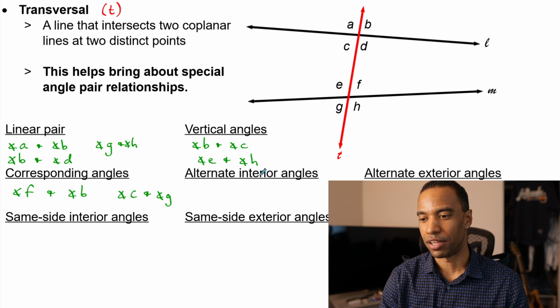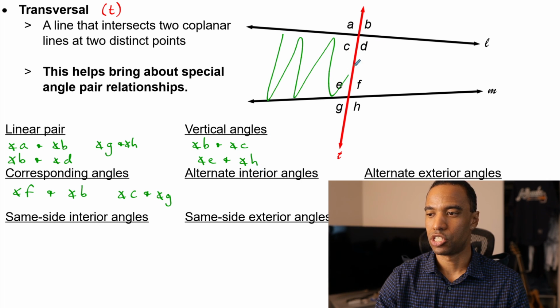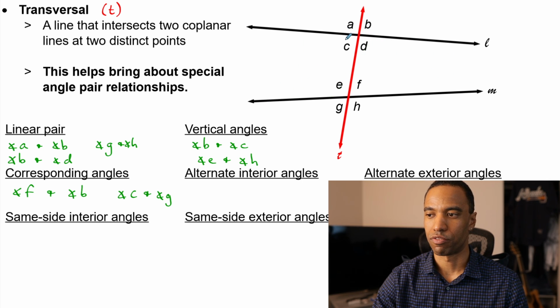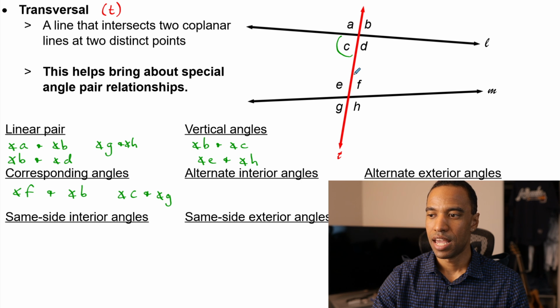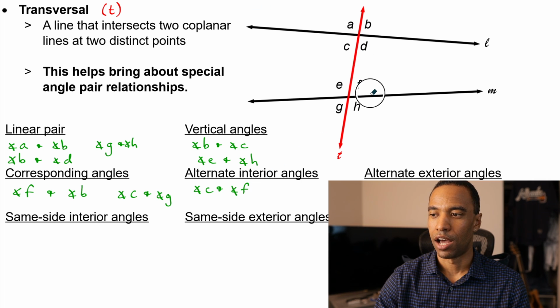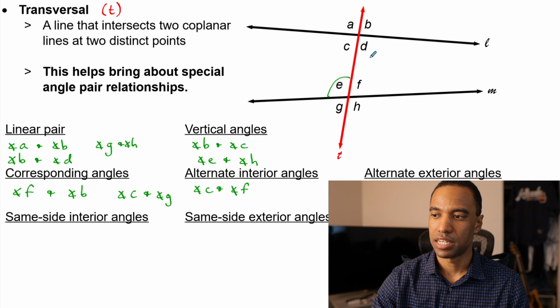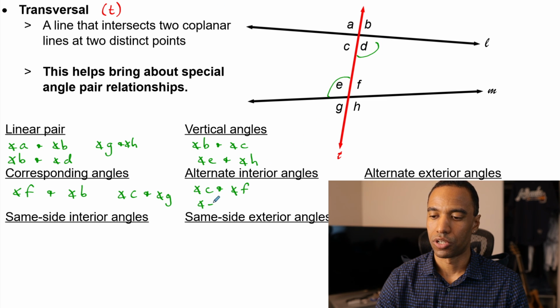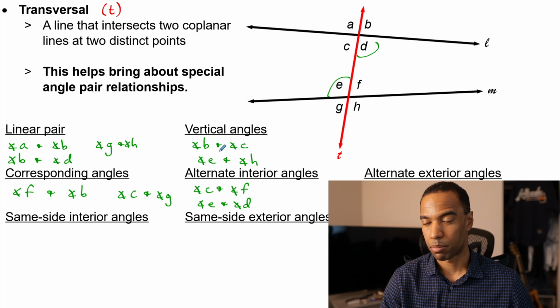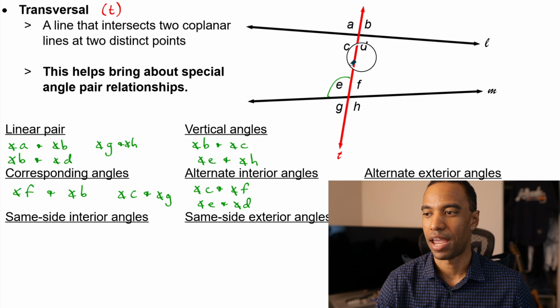Alternate interior angles are angles that are within the interior right here, and alternate meaning on opposite sides of the transversal. So angle C and angle F are examples of alternate interior angles right here. They are on opposite sides of the transversal, and they are inside the two lines here. Angles E and D are also alternate interior angles with one another. These are angle pairs. Everything we're talking about are angle pairs here. Even supplementary and complementary angles are angle pairs.